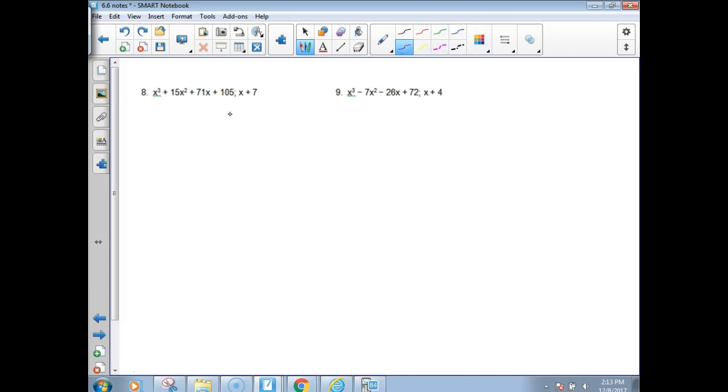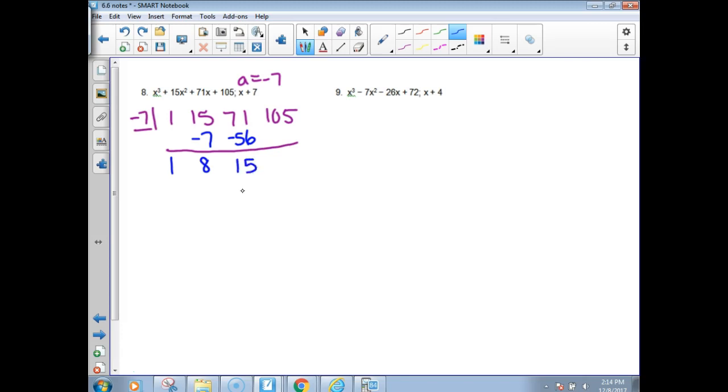All right, try again. A will be negative 7 for number 8. Leading coefficients 1, 15, 71, and 105. Negative 7 times 1, negative 7. 15 plus negative 7 would be 8. Negative 7 times 8 would be negative 56. When you add vertically, you get 15. And then negative 7 times 15 is negative 105. And you add vertically and get 0.